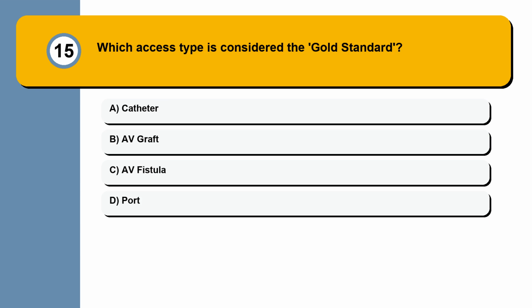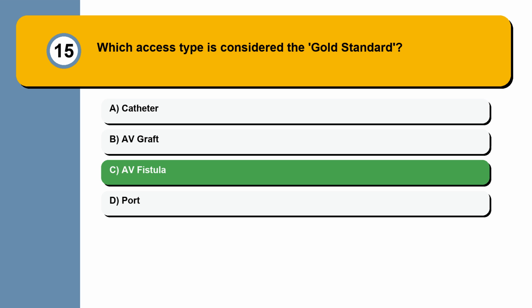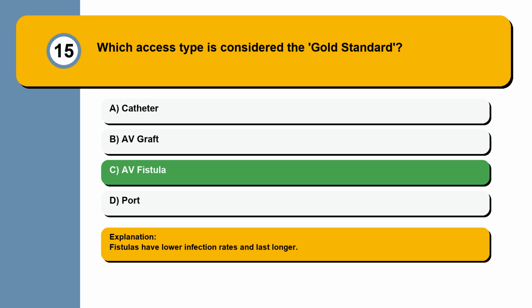Question 15. Which access type is considered the gold standard? Catheter, AV graft, AV fistula, port. Fistulas have lower infection rates and last longer.